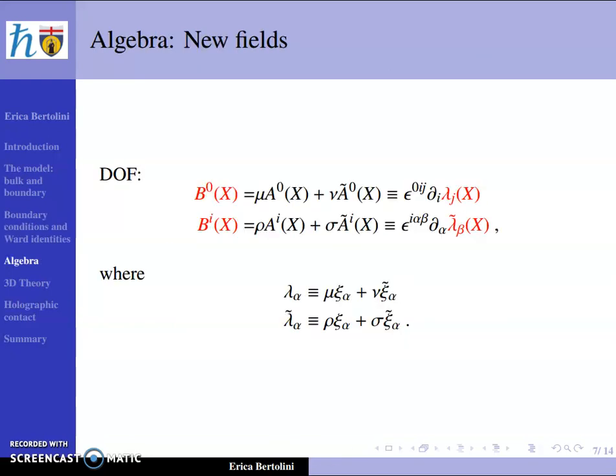Now, the correct degrees of freedom of our theory can be found only by defining new bulk fields in this way, by a linear transformation, and so we also have new boundary fields in this way. This relation is interesting because it's invariant under gauge transformation on the boundary fields. This is telling us that also our three-dimensional theory should be a gauge invariant theory.